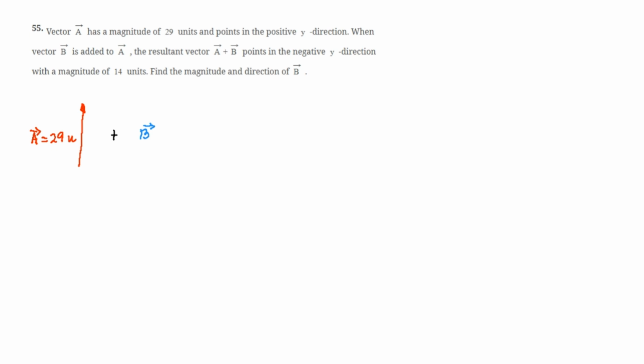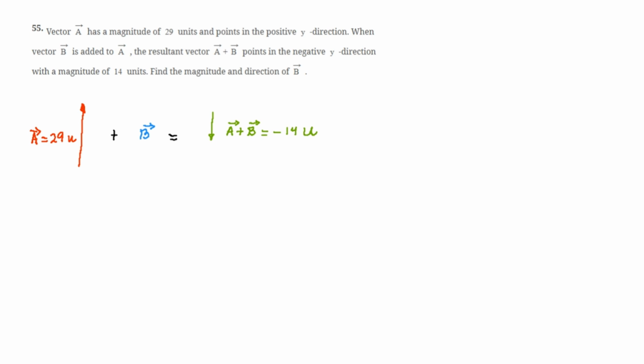But later, when I find the resultant between vector A and vector B, I get a resultant vector like this. That is the vector A plus vector B, and it's equal to minus 14 units. The U is of units, right?